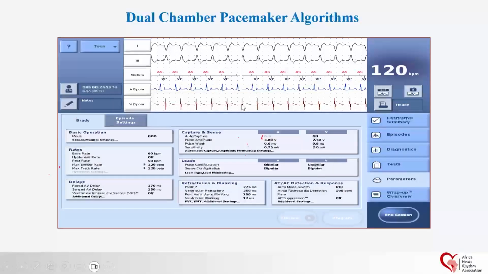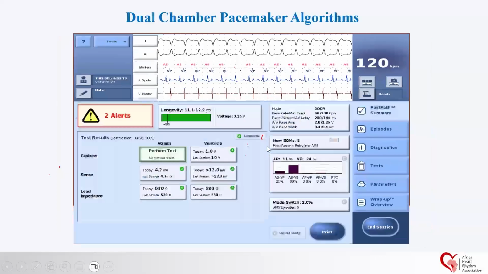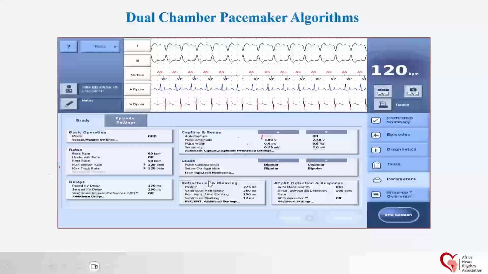So this is in detail some parameters, or all parameters, that we can change in the dual chamber pacemaker. Here we have a summary. Here we go to parameters and we can change what we want from this interface, even the mode, the rates, or amplitude, or the polarity of leads.